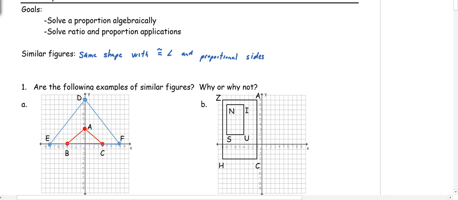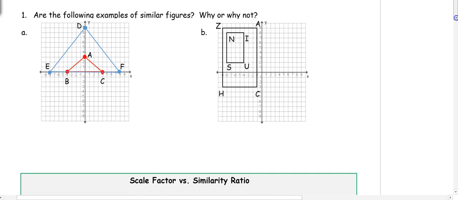This video is about solving a proportion algebraically and solving a ratio and proportion application. So remember that similar figures are the same shapes that are congruent with congruent angles and proportional sides. So proportional sides means if we take two dimensions of our shape and compare them, they're all going to reduce to the same fraction. So in number one, are the figures similar or not similar, and why or why not?